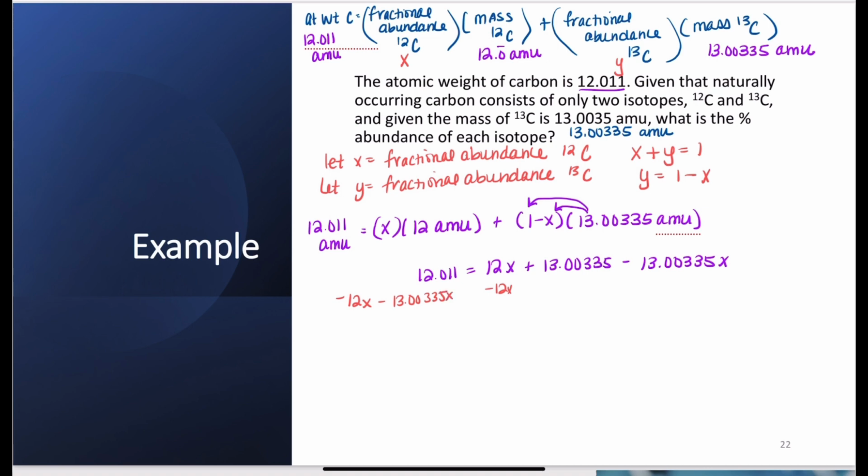minus 13.00335x plus 13.00335x to get those on the same side. I need to add the 13.00335 to each side. When I do that, I would have 12.011 plus 1.00335. This is precise to here because that 12 isn't exact. x is equal to 13.00335. Let's go ahead and subtract this 12.011 from both sides.